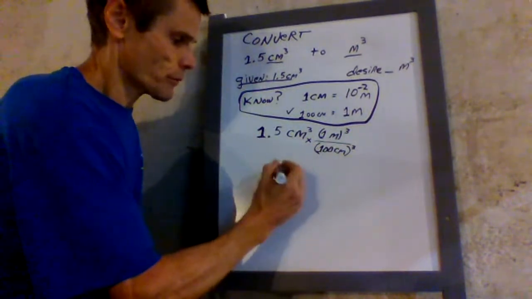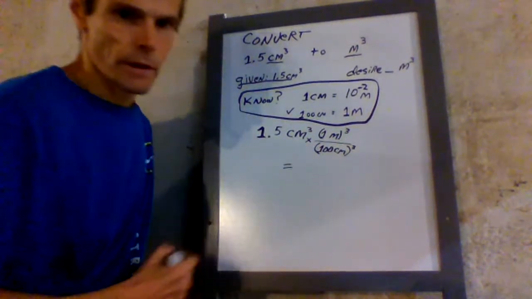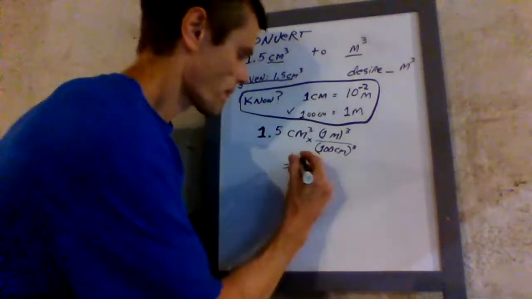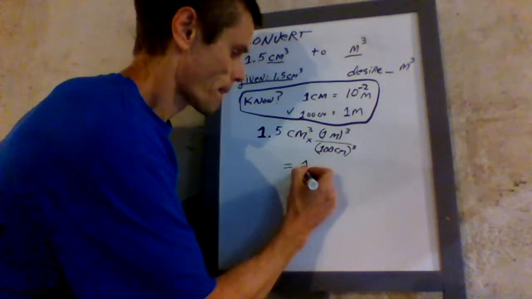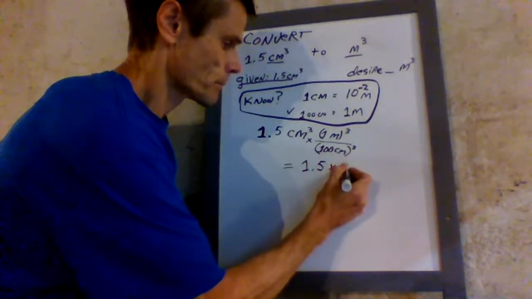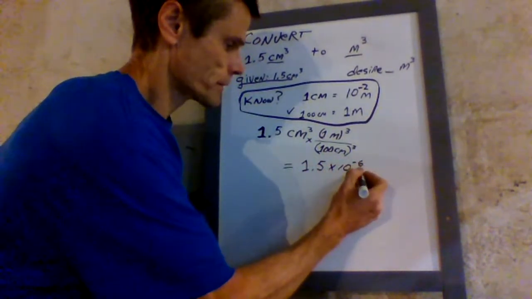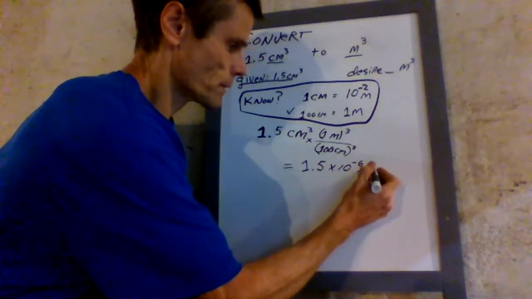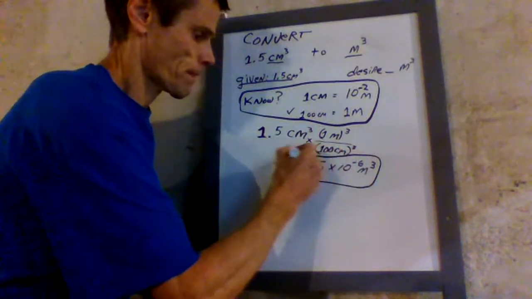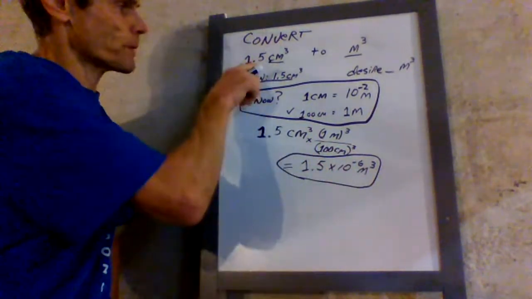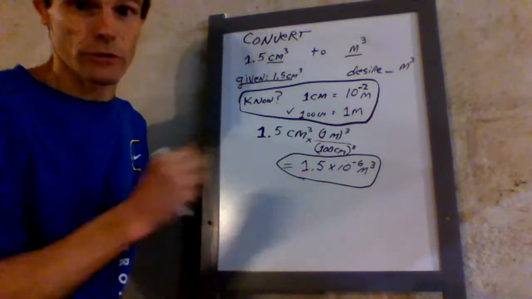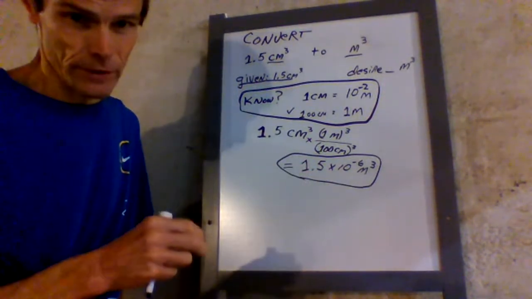We're going to put this into our calculator, and we're going to get an answer of 1.5 times 10 to the negative 6th cubic meters. Our original piece of data had 2 significant figures. Our answer has 2 significant figures.